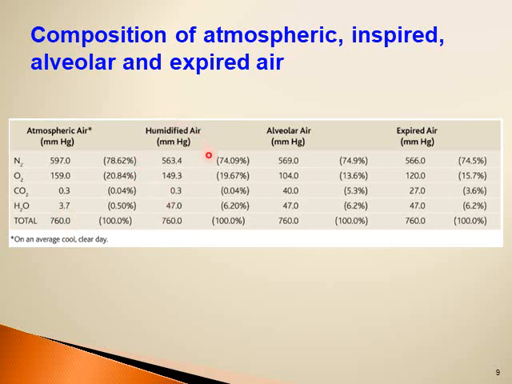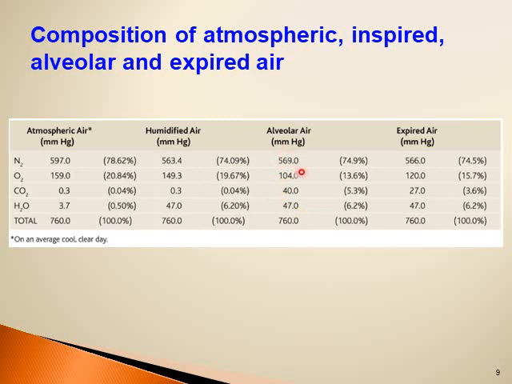Inspired air, when it is inhaled, will pass through the conducting zone, and one of the main functions of the conducting zone is humidification of air. So water vapor will increase in that mixture. We notice here that the percentage of water in the humidified air, as it passes through the conducting zone, will increase from 0.5 to 6.2. This will cause a small dilution in other gases. So we have the total finally at 760 millimeter mercury.